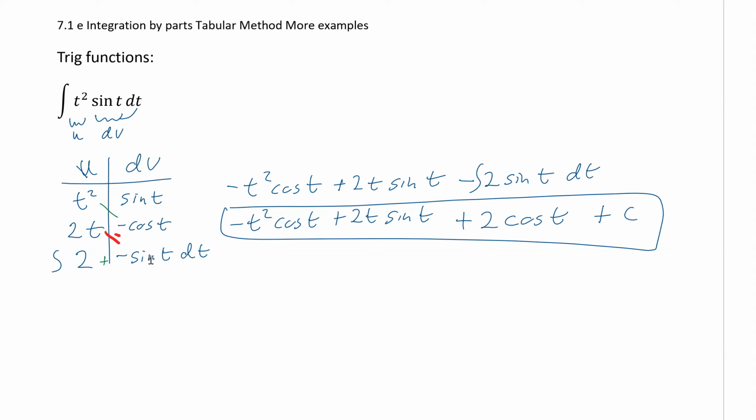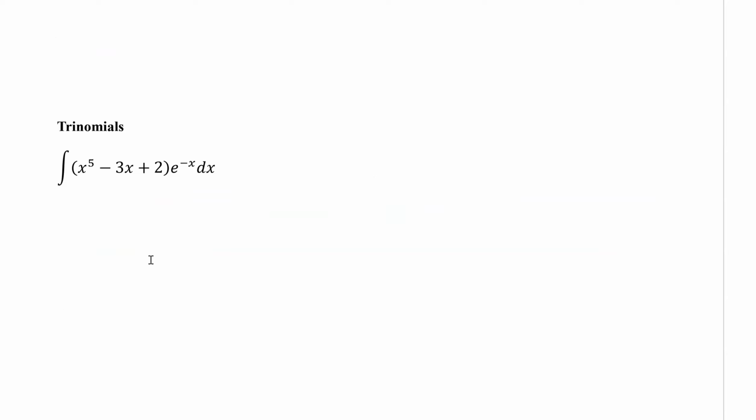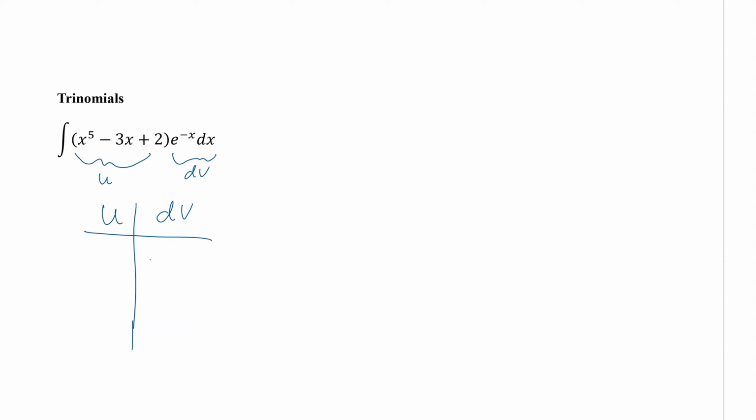So just so that we have another one, let's do it again, this time with a trinomial. So again, that would be our u because it will get simpler as we take the derivative. And this will be our dv. Why'd I put x? I'm just used to that, huh? U dv. Yeah. So now we do x to the fifth minus 3x plus 2, and we make it simpler.